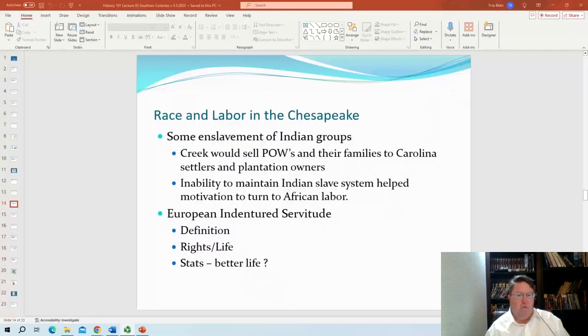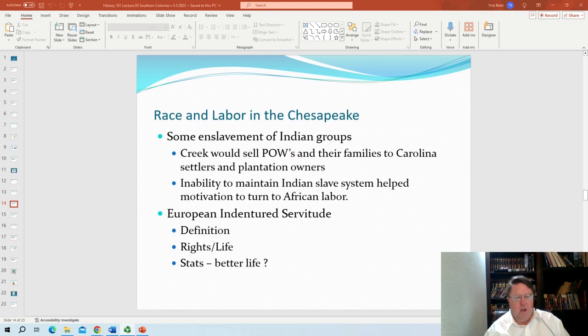The first type of unfree labor we'll talk about is, during the colonial era, some enslavement of Indian groups or Native American groups. For example, the Creek Indians or the Creek tribe would sell their POWs to families in the Carolinas and Virginia. And so some Native American tribes and English settlers would trade in slaves. Of course, the biggest issue with maintaining a slave system involving Native Americans is the inability to maintain the slave system. An Indian gets enslaved, his friends can just come get him. It's just where they live. And so it's easy to escape, easy to get away and free yourself in some ways.